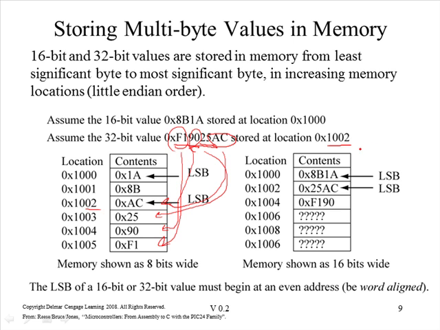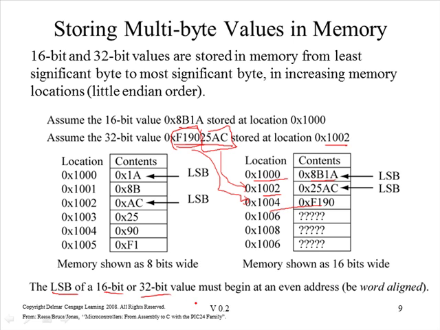We can also view this memory as being word-wise. Let's do the same thing. If it's word-wide, then 8B1A would be stored at location 1000. For this 32-bit value at 1002, the least significant word, 25AC, would be stored at 1002, while the most significant word, F190, would be stored at 1004. The least significant byte of a 16-bit or 32-bit value must begin at an even address. This is known as word alignment.